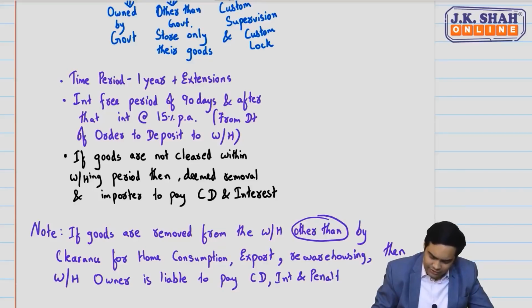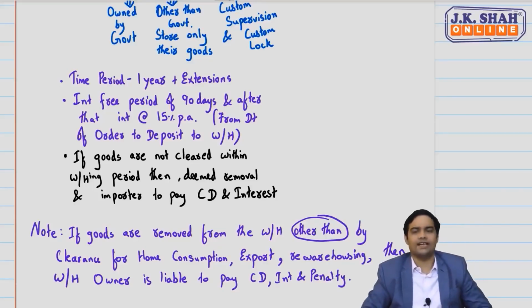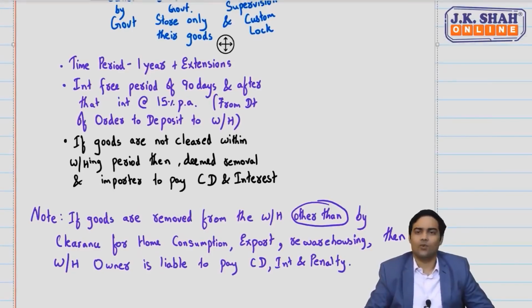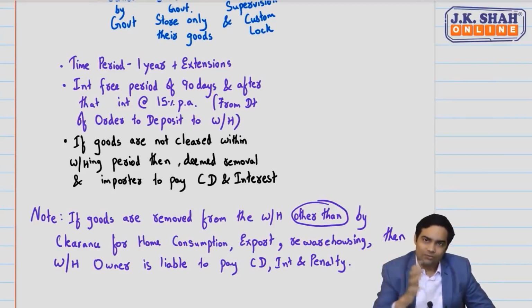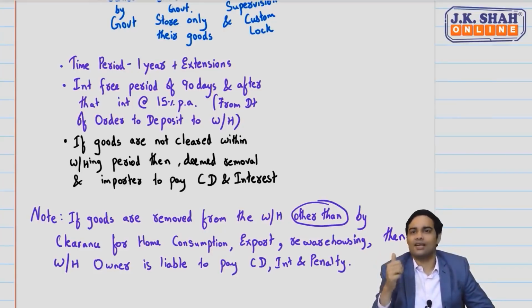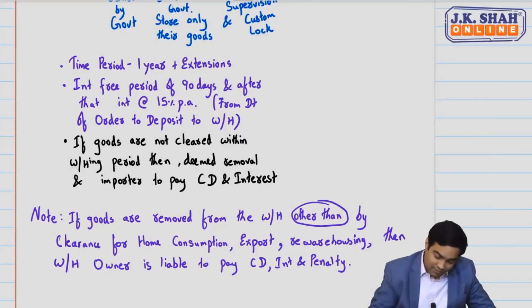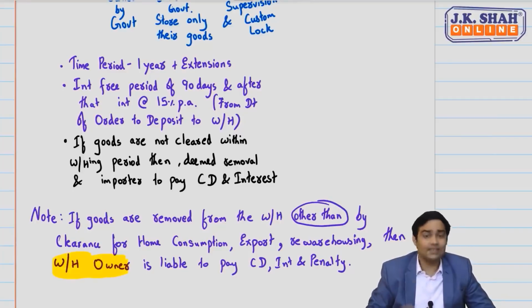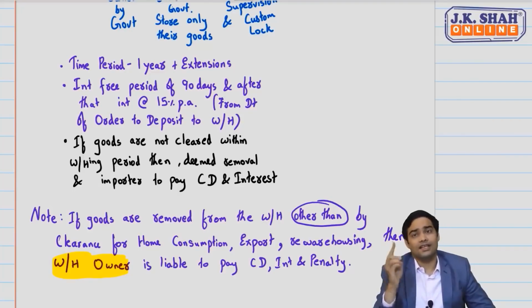Dangerous point, section 73A was added in warehousing, and this was very dangerous for warehouse owners. See, what does it say? If the goods are removed from the warehouse other than by clearance for home consumption, export or re-warehousing, then in that case warehouse owner will be liable because it is in his custody. Now if the goods are lost when it was in his custody, then he is responsible to pay custom duty, interest, penalty.